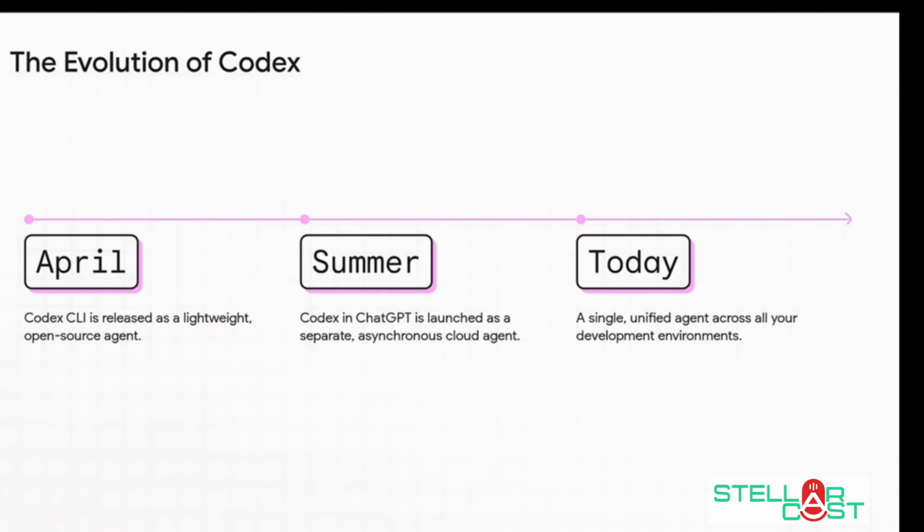So how do we get to this point? This really isn't just some minor version update, it's a true evolution. If you think back not too long ago, you had two totally different ways to use Codex. There was the lightweight CLI for your local machine, and then there was a separate cloud agent you could use in ChatGPT. I mean, they were both powerful, yeah, but they were completely disconnected. Well, today, that's all in the past. We now have one single, unified agent that works everywhere you do.